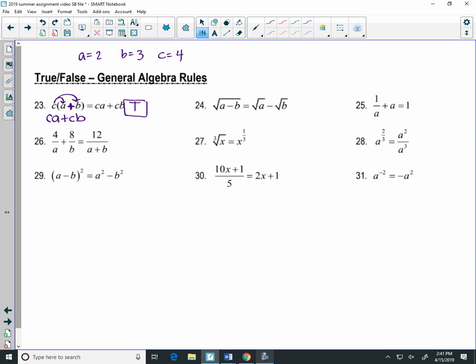24, this one is not true. We can't break up under a radical like that and take the minus out of the radical. Again, if you want to rely on those numbers, square root of 2 minus 3 would be square root of negative 1. Over here, that would be square root of 2 minus square root of 3. Not the same as negative 1. So that is false.